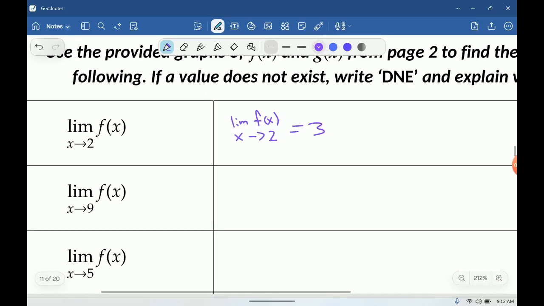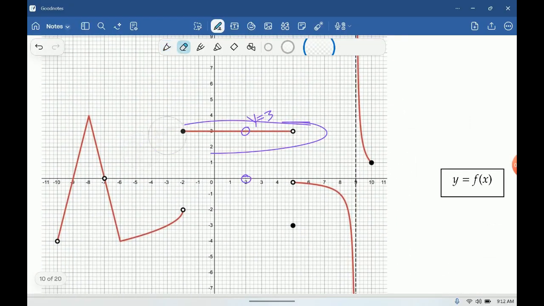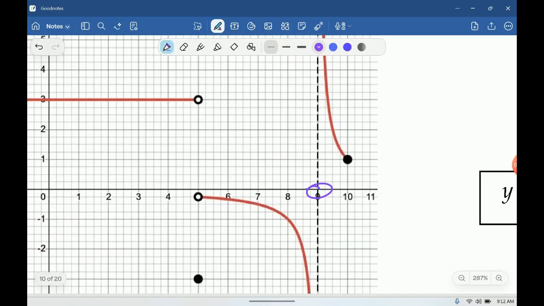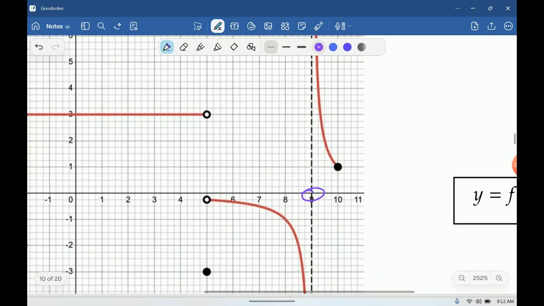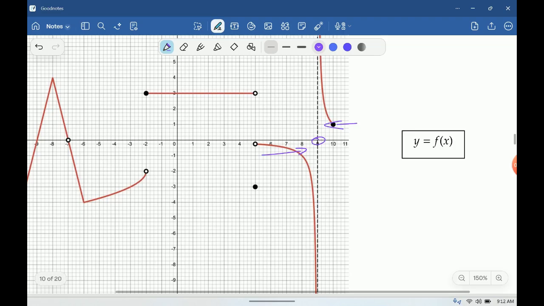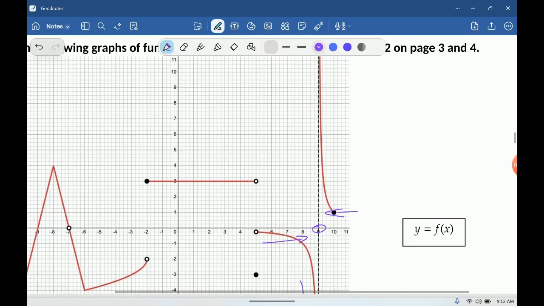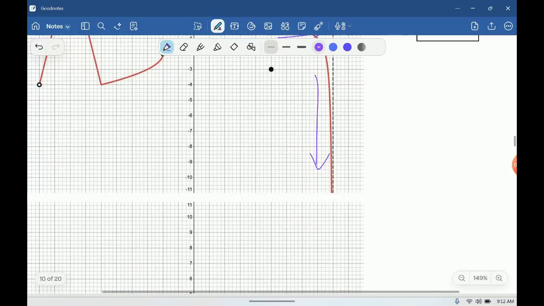Our next problem asks us to find the limit of f of x as x approaches 9. We go back up to our graph, and we find where 9 is. It's going to be right over here. And we can see that we have two limits approaching it, one from the left and one from the right. Now our limit from the left never actually directly touches it, and it goes down to negative infinity. And our limit from the right never directly touches it and goes upwards to positive infinity.